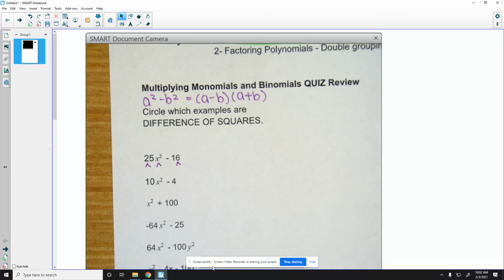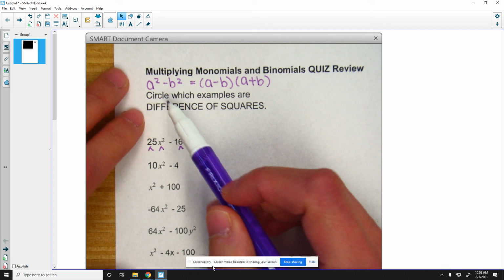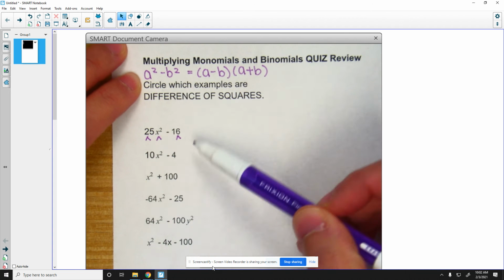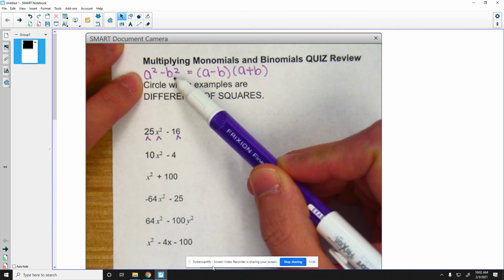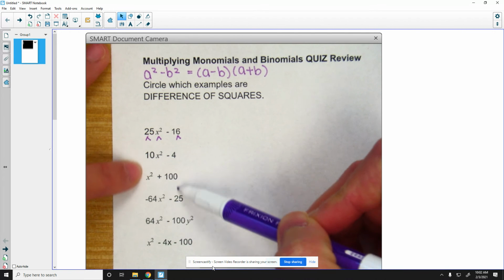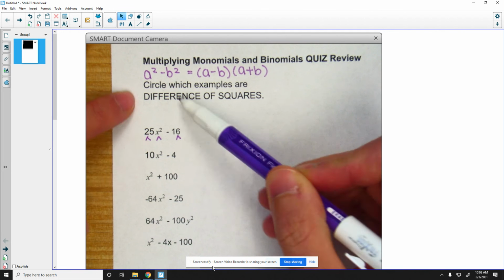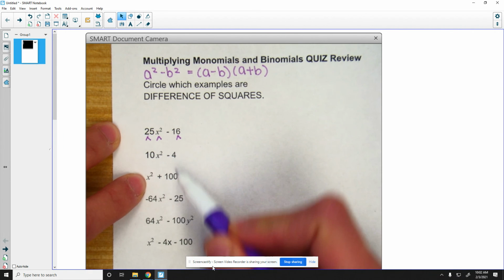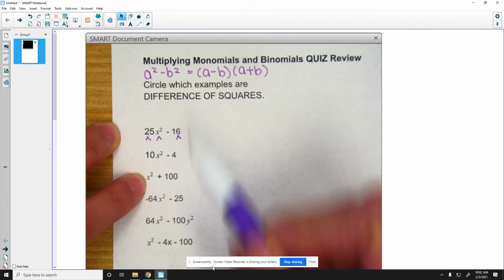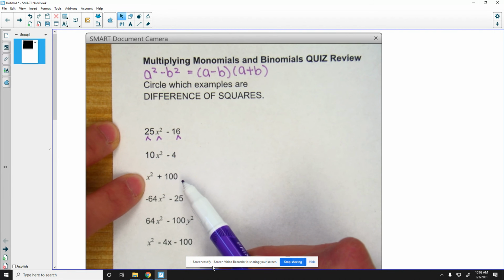So let's go back to this, okay? So we said that difference of squares looks like this, and we're going to try to circle which one actually looks like this. Is there anyone that thinks they know at least one of them? What is one that looks like this format? What do we think, Luis? X squared plus 1. Okay, so x squared plus 100. It looks like this, but there is one thing that makes it not this, actually.